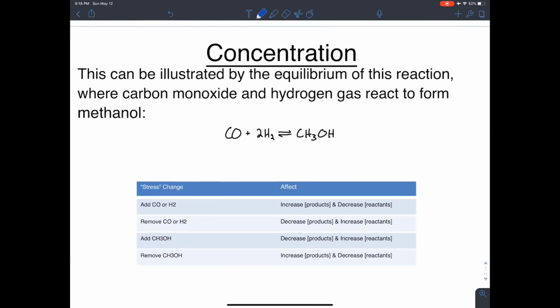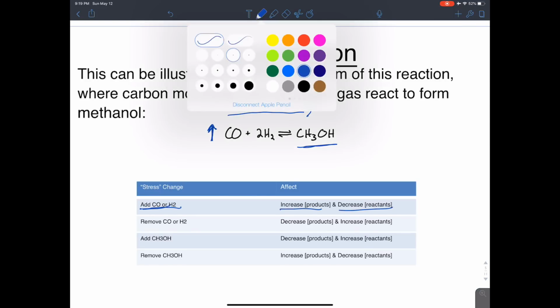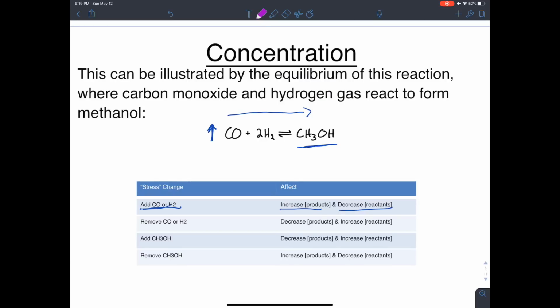Okay, so let's look at this example with carbon monoxide and hydrogen gas reacting to form methanol. So if we add CO or H2, if we increase on this side of the reaction, what's going to happen? It's going to shift this way. Therefore, after you add these things, it's going to cause an increase of the products, an increase of these, and a decrease of the reactants. So after you've added this stuff and increased this, the reaction is going to react and compensate by increasing. So the blue is you and the purple is what the reaction does. So you add this, shifts the reaction that way. It's going to increase the products and decrease the reactants to compensate for what you just did.